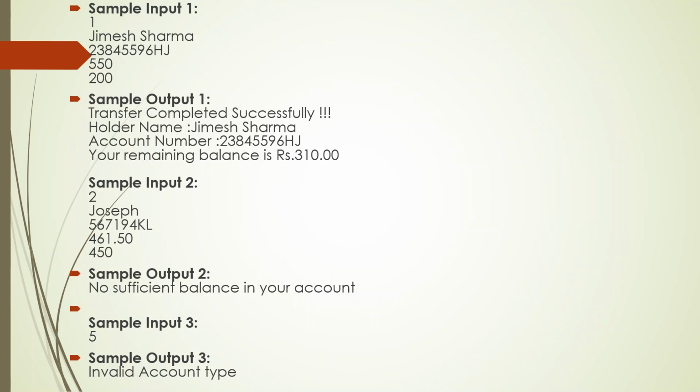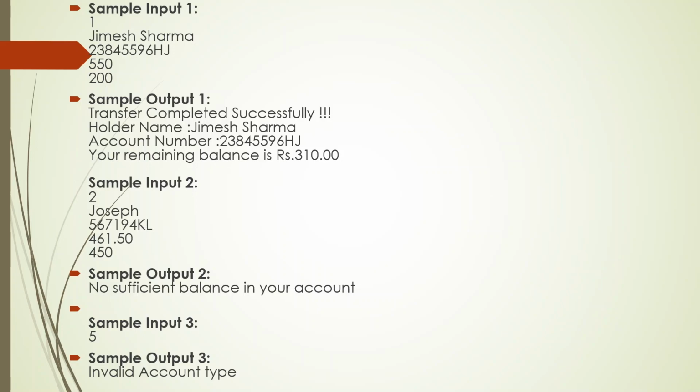If the user chooses 2, it is for the savings account. Joseph is the account holder name, the account number is 567194KL, and 461.50 is the available balance. Then I am going to withdraw an amount of rupees 450. When I use this statement, it shows no sufficient balance in the account, because the available balance is only 461.50, but I am going to withdraw 450.